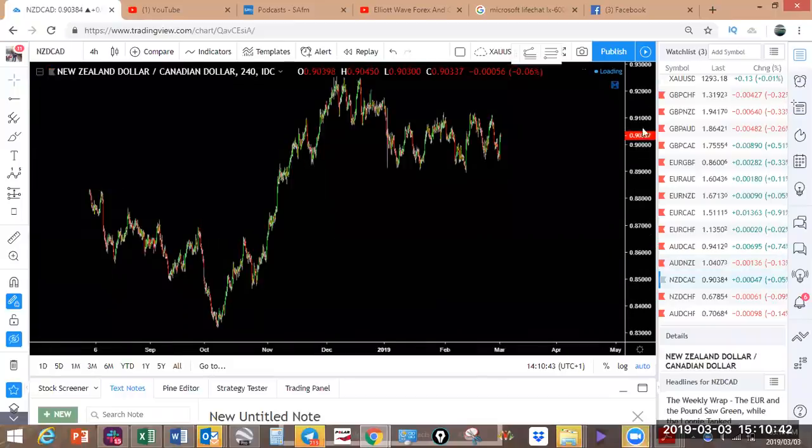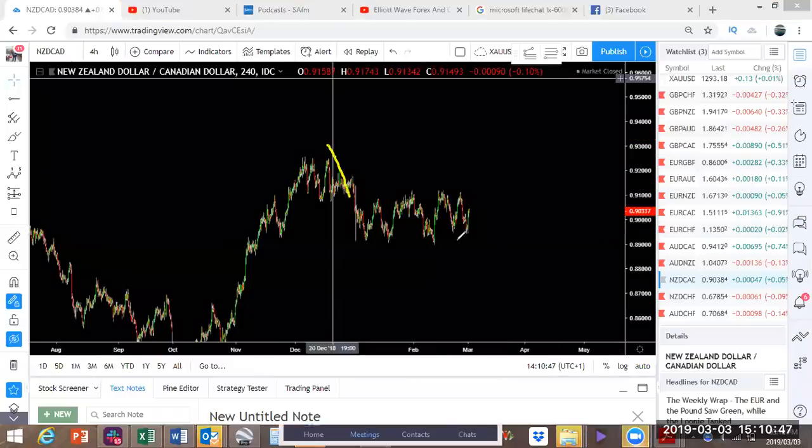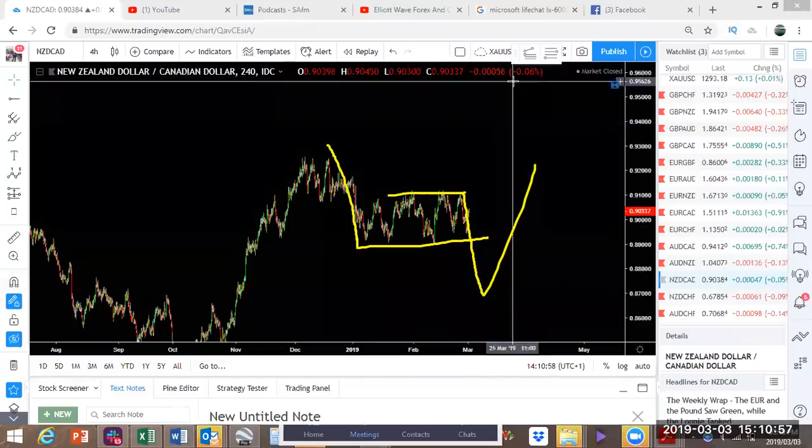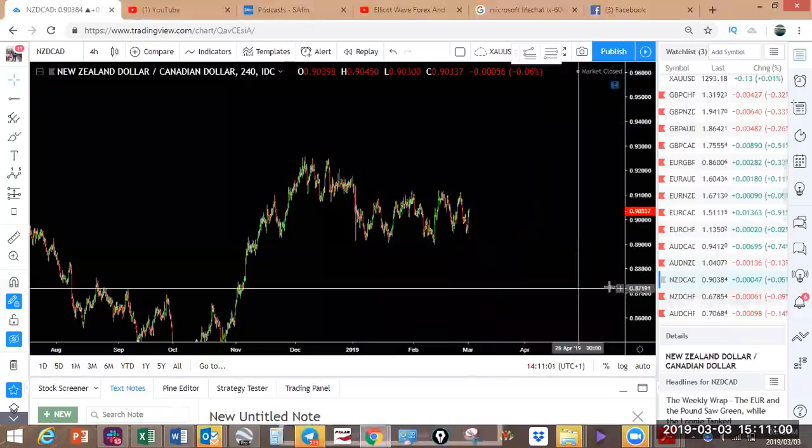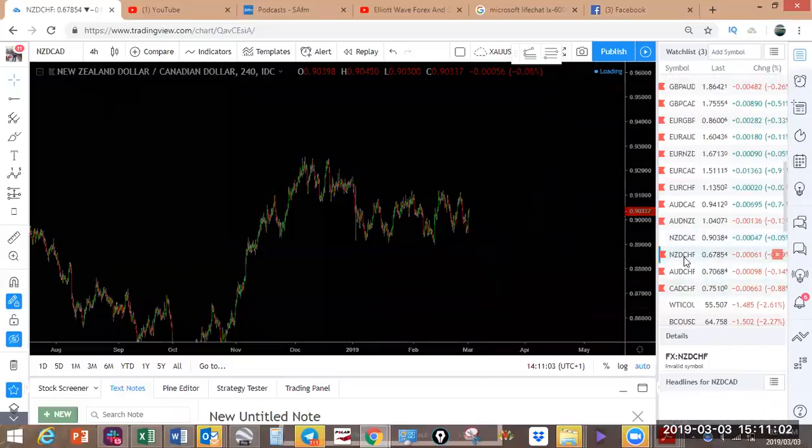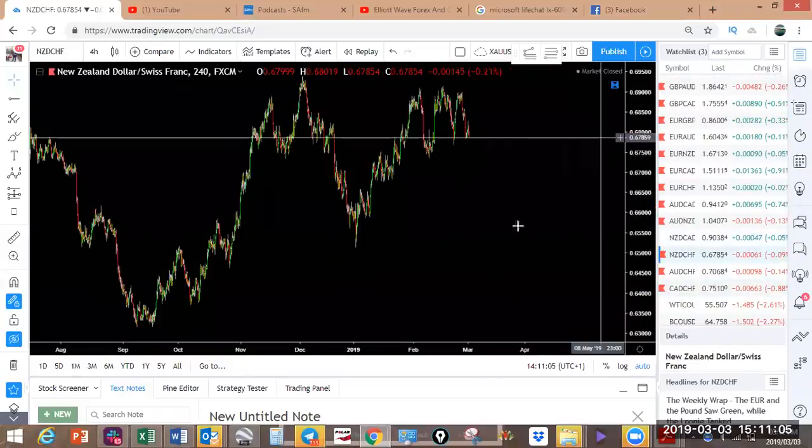Okay, so New Zealand CAD. You've got a pulse in the opposite direction. Now you've got this corrective structure. It is still premature. I will update this, but I'll be expecting this one to break to the downside before we get any upside on New Zealand CAD. All right. New Zealand CHF. Looking for this one to drop slightly and push higher.